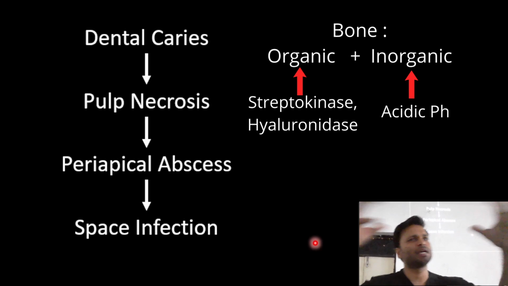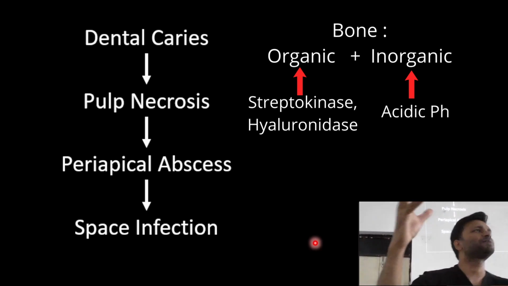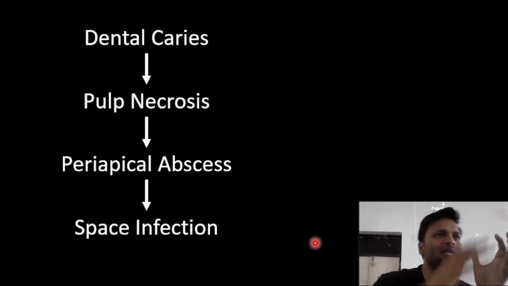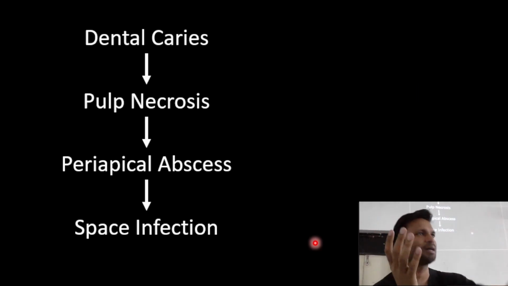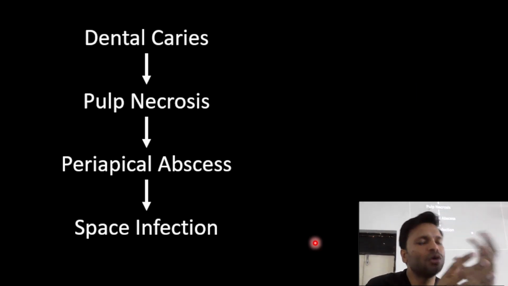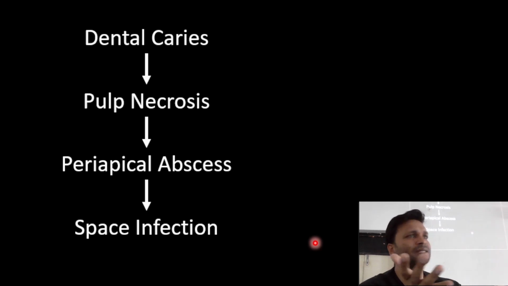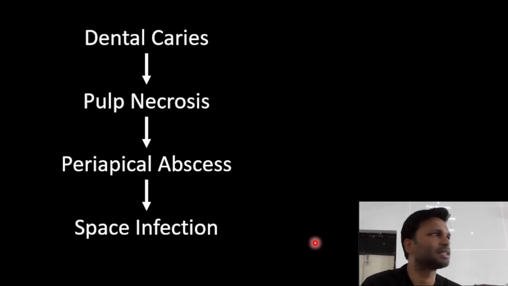So these two things resolve as the abscess expands, and as soon as it reaches one of the walls, be it palatal, be it buccal, whatever wall, depending on the proximity to the space, it is going to lead to space infection. This is the tooth with the periapical abscess.